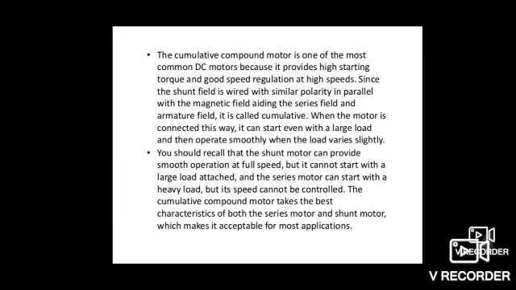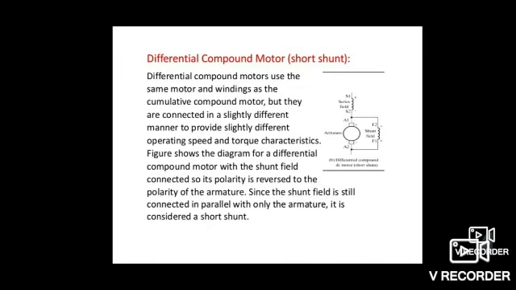When the motor is connected this way, it can start even with a large load and then operate smoothly when the load varies slightly. You should recall that the shunt motor can provide smooth operation at full speed, but it cannot start with a large load attached. And the series motor can start with a heavy load, but its speed cannot be controlled. The cumulative compound motor takes the best characteristics of both, which makes it acceptable for most applications.